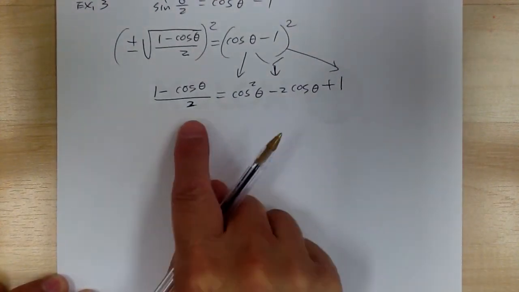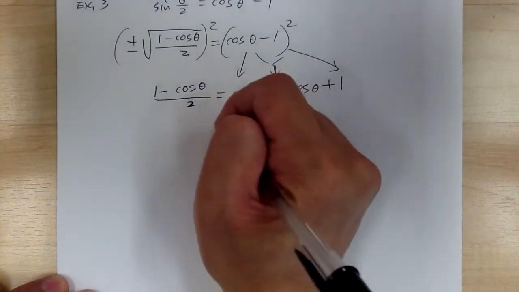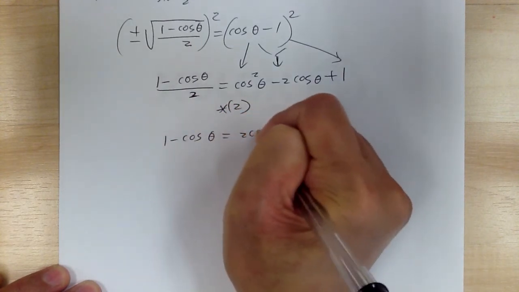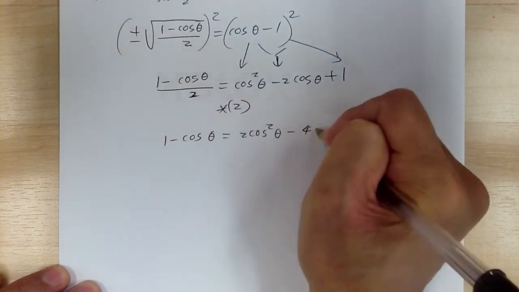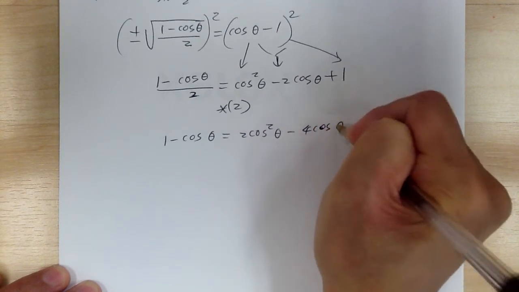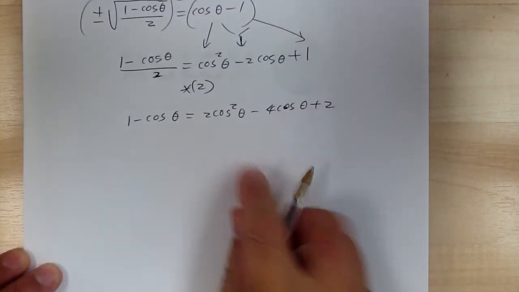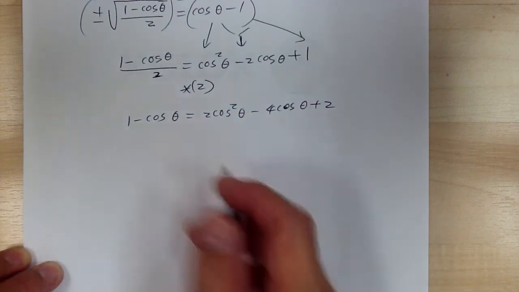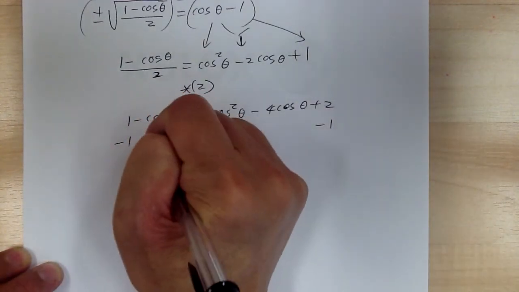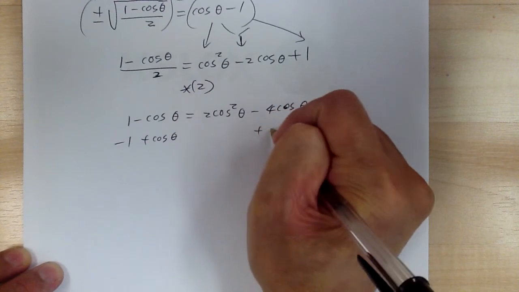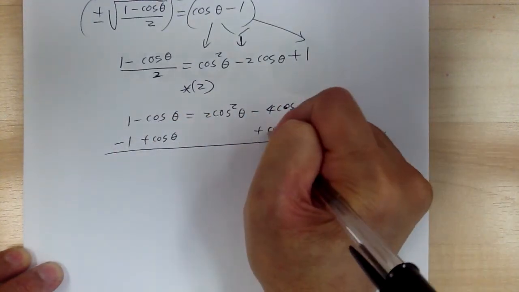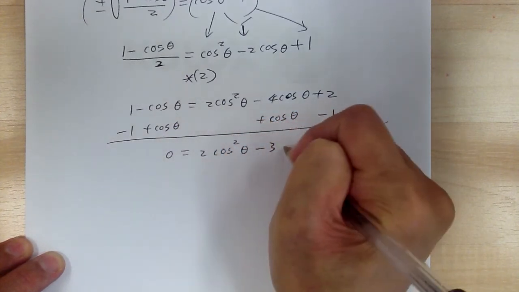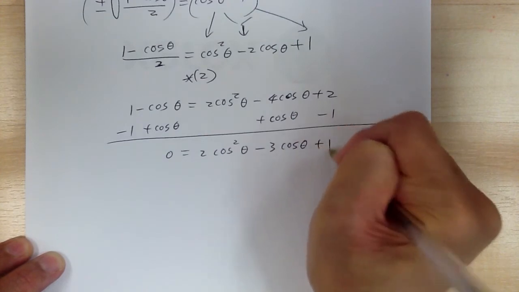Then your next step is to go ahead and get rid of the fraction. So multiply by 2. So you get 1 minus cosine theta equal to 2 cosine square theta minus 4 cosine theta plus 2. And because of the square, I need to move everything to the right hand side. I need to make it equal to 0 so I can do factoring. So minus 1 plus cosine theta plus cosine theta. So I get 2 cosine square theta minus 3 cosine theta plus 1.